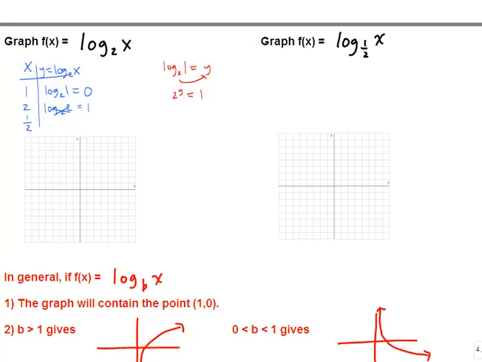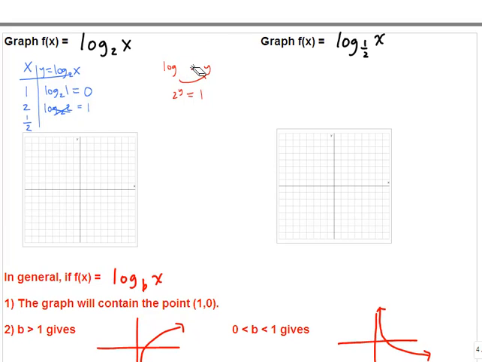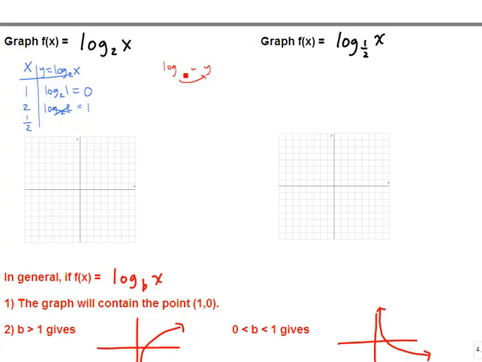And the reason for that is using this same idea that we had before. If we had log base 2 of 2 and we were trying to figure out what it was equal to, we could rewrite this as 2 to the y, and that's supposed to equal 2. So what exponent do I need here? I need an exponent of 1 so that 2 to the first gives me back 2. So log base 2 of 2 is the exponent 1.